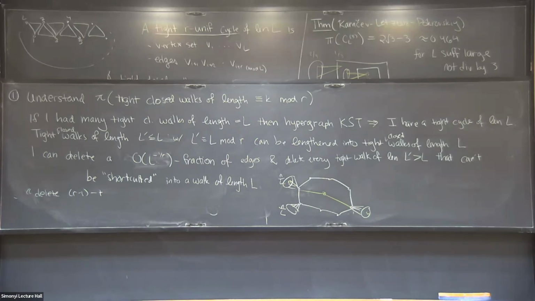Remainder mod R, right? Yes, this argument is robust to that, and I don't want to do the details. But it is robust to that. Edges, not really. Yes.